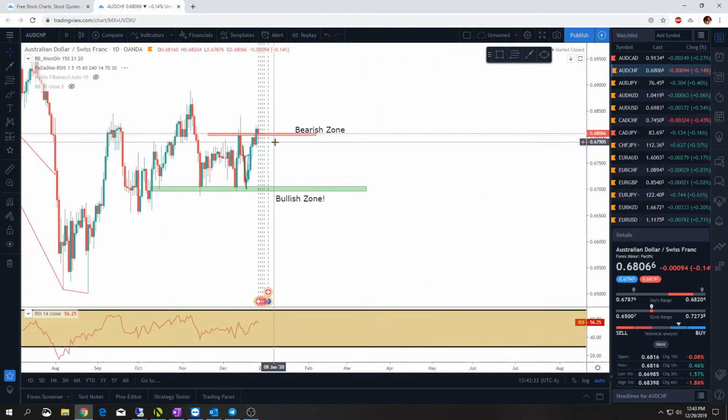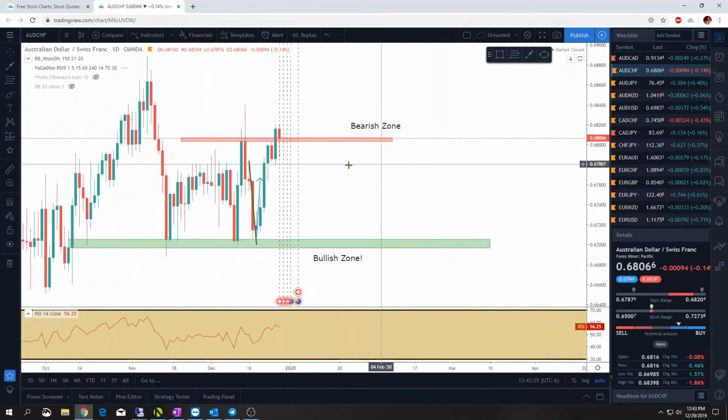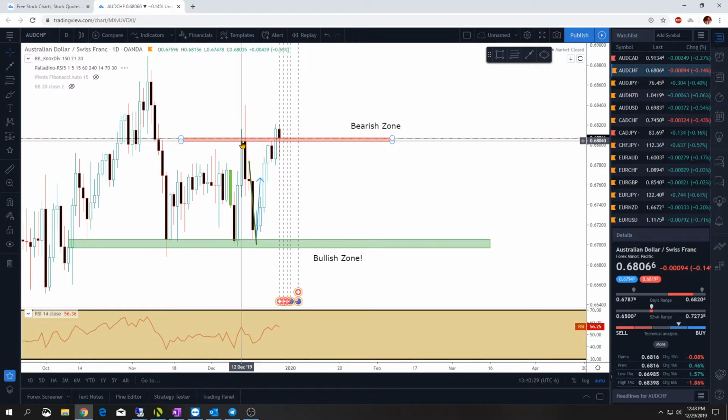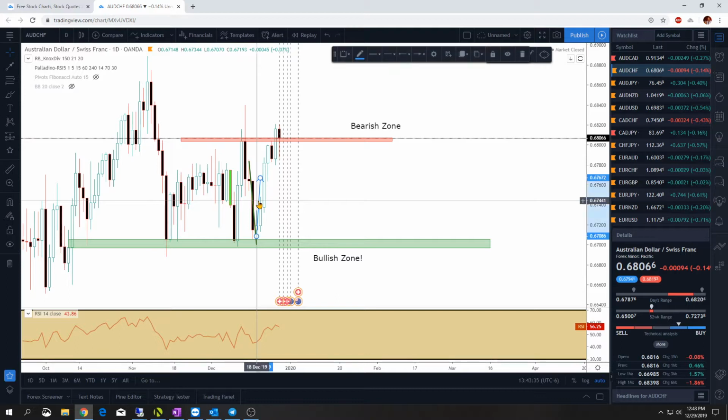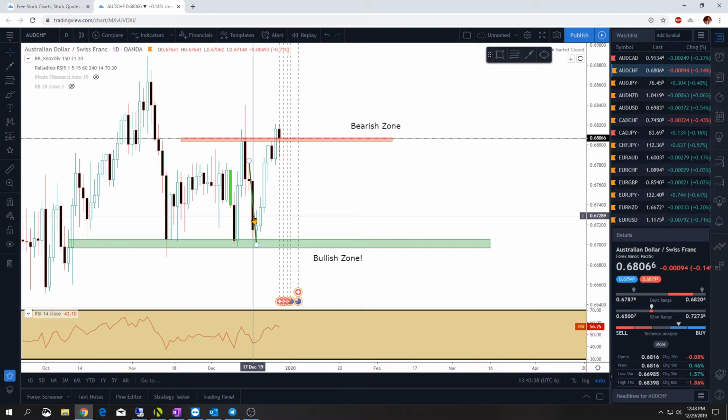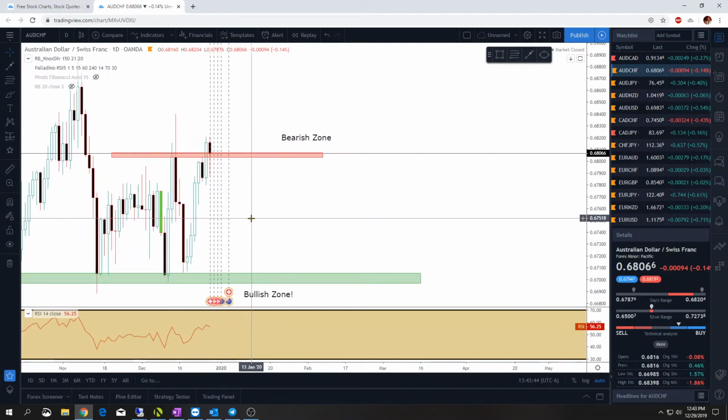Australian dollar, Swiss franc. Okay, so let's get a little bit closer look here. So we had price kind of turn around and stall out here before. That's really the only turnaround. And then now, we kind of predicted this up. You could see where we looked for that trend line break, and we got it. If you went long last week, you had a really good trade.